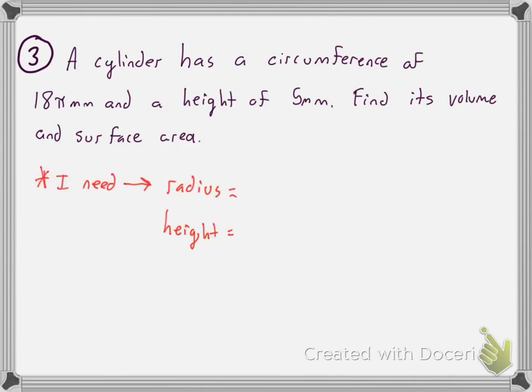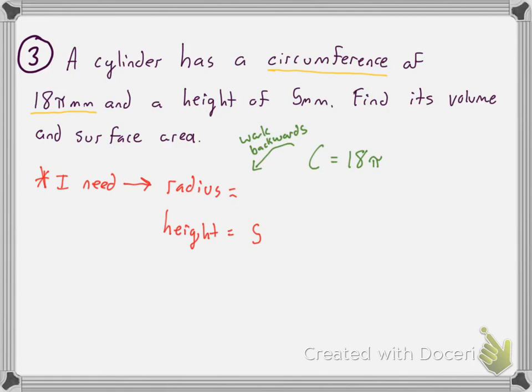So looking at this problem right at the gate, I could see, okay, cool, they gave me my height, but they didn't say anything about a radius or a diameter. All that they told me was the circumference. The circumference is 18 pi, so what I'm going to do here is I'm going to use that circumference and I'm going to work backwards.